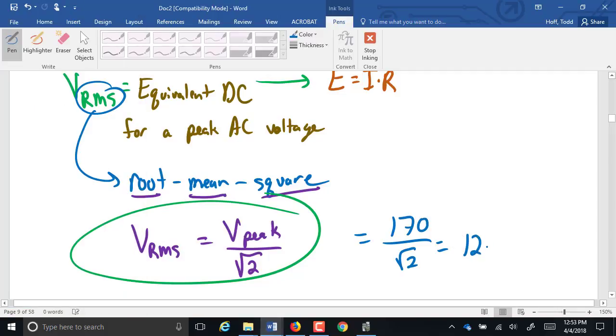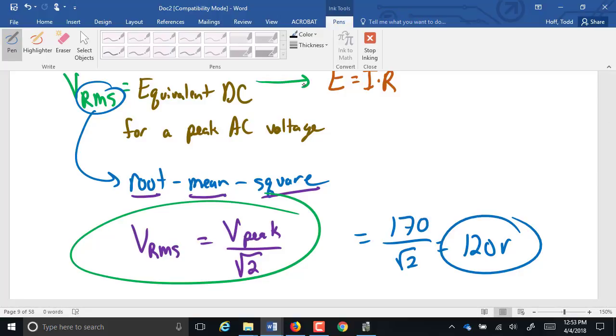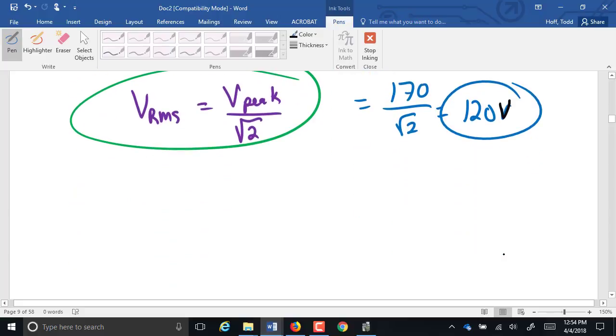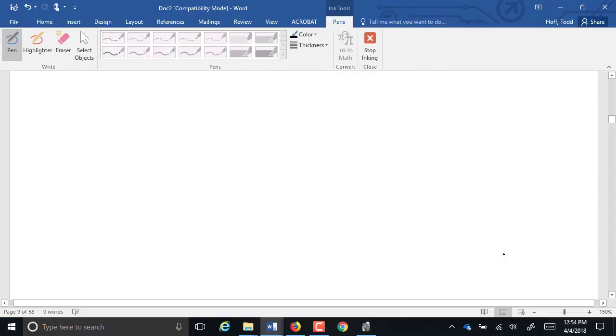120.2. That's where the 120 volts comes from. I'm not really sure where the term 110 came from. If you put a meter in the outlet, it really does give you 120 if you have the meter set to RMS. I really don't know where the 110 came from, because it's never 110.